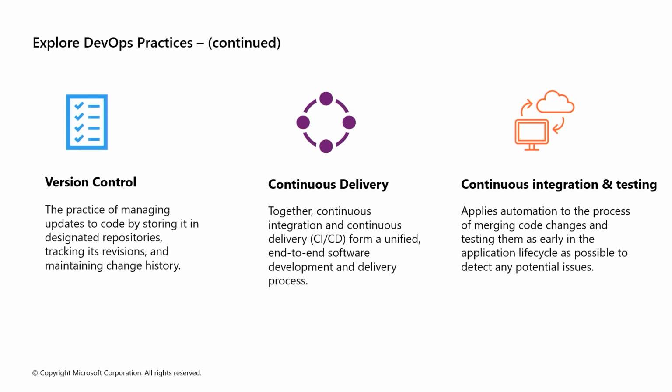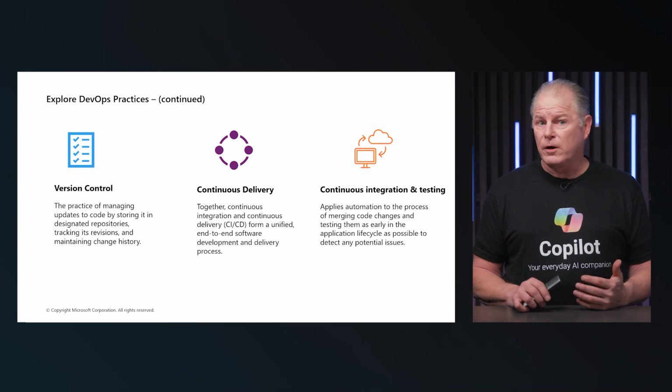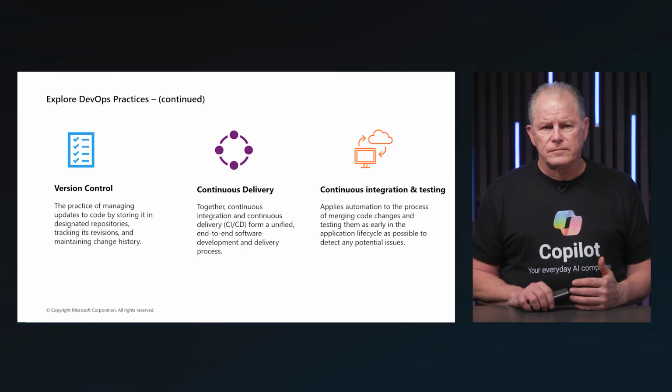Continuous delivery, or CD, is the practice of automatically preparing code changes for release to production. It builds upon CI by ensuring that every change that passes the automated tests is deployable. CD involves automated deployment pipelines that take code from version control through to production.